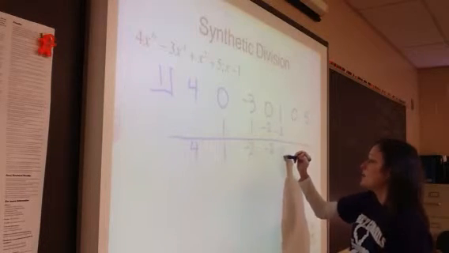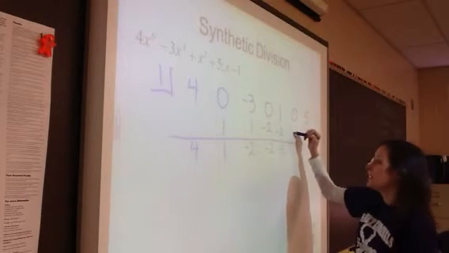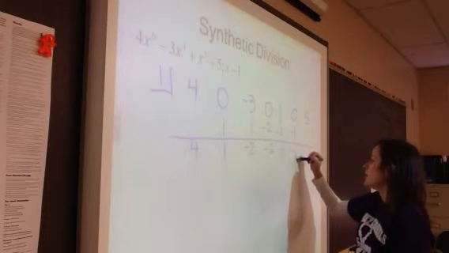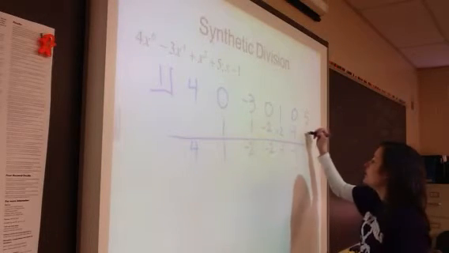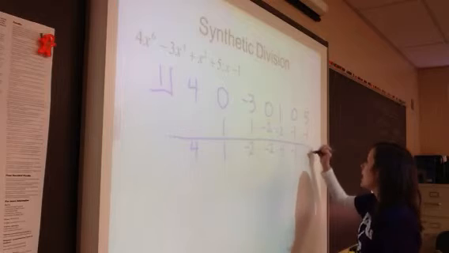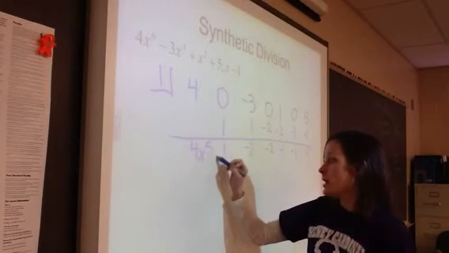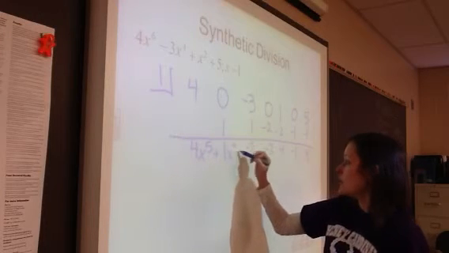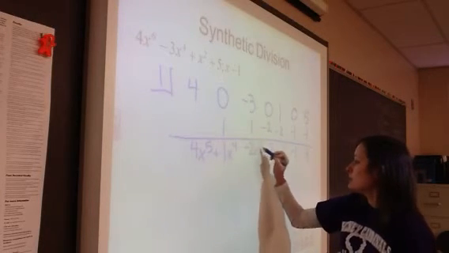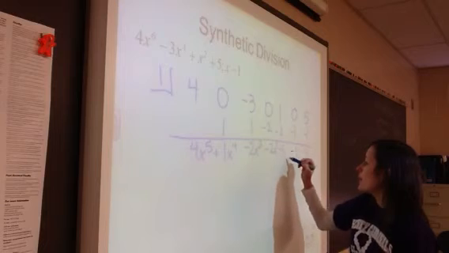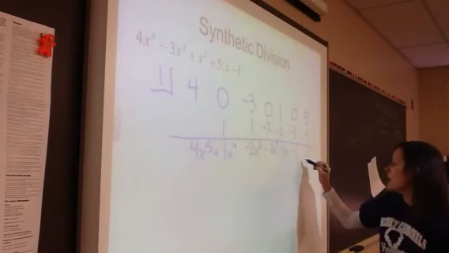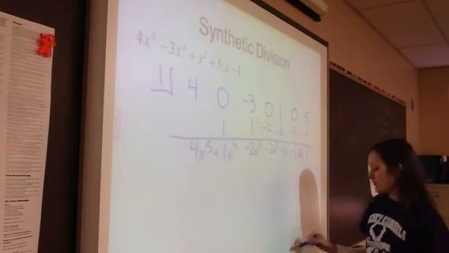Add, negative 1, multiply, negative 1, add, negative 1, multiply, negative 1, add 4. So we got 4x to the 5th plus 1x to the 4th minus 2x cubed minus 2x squared minus 1x minus 1 with the remainder of 4.